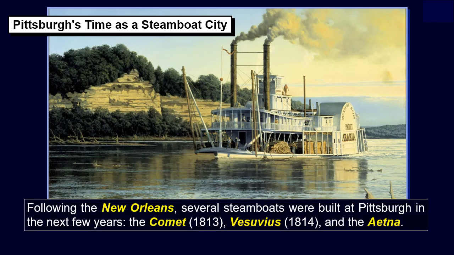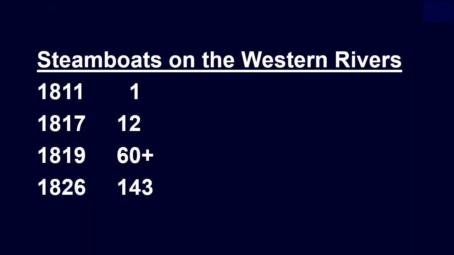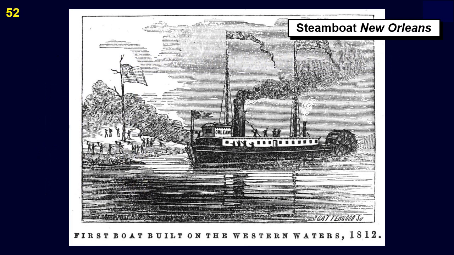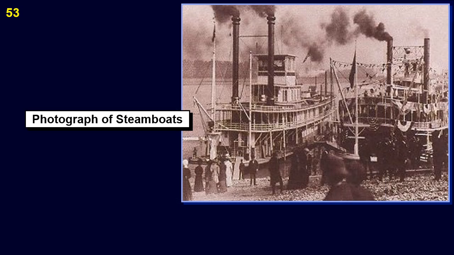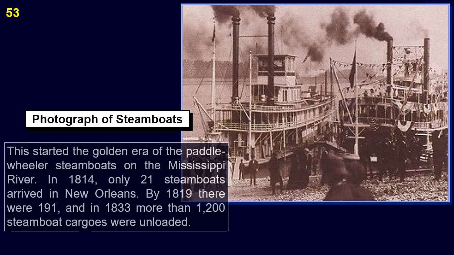Following the New Orleans, several steamboats were built at Pittsburgh in the next few years: the Comet, 1813, Vesuvius, 1814, and the Etna. This started the golden era of the paddle-wheeler steamboats on the Mississippi River in 1814.